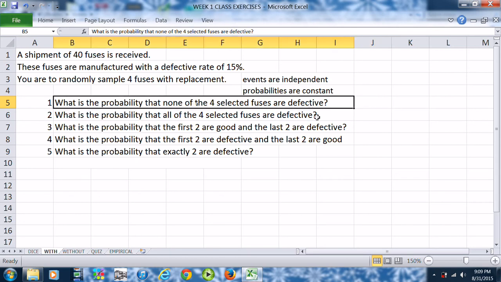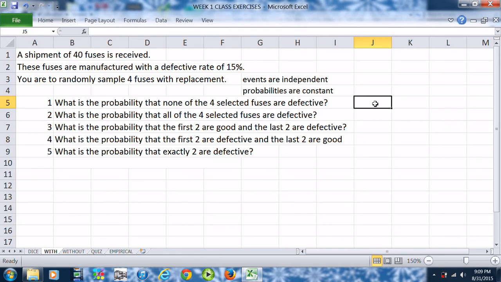So in this first question, what is the probability that none of the selected fuses are defective? That means we want to find the probability they're all good. If none are defective, they're all good. So we're going to find the probability of good, good, good, good. Think of that as the probability the first one is good, and the second one is good, and the third one is good, and the fourth one is good. So what we have here then are AND problems, and we will be applying the product rule.